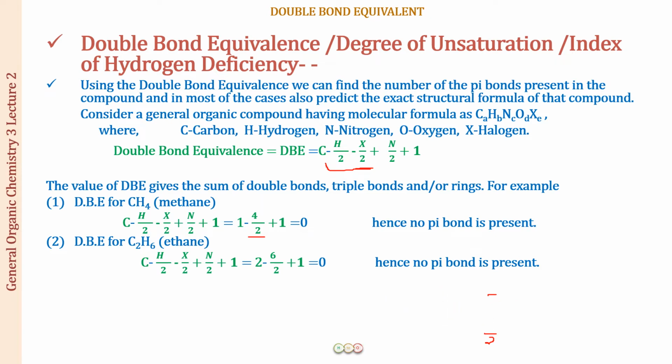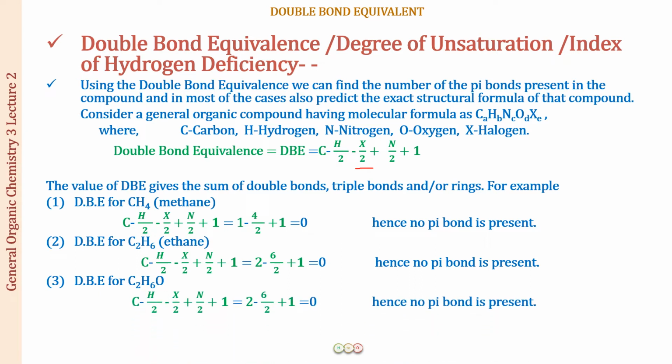That is how you are going to do structures like this. Now let us see the next example. We have to find the DBE value for C2H6O. Again let us put in the values. The oxygen does not make any difference, so it is again the carbon and hydrogens that we consider. So it is 2 minus 6 by 2 plus 1.